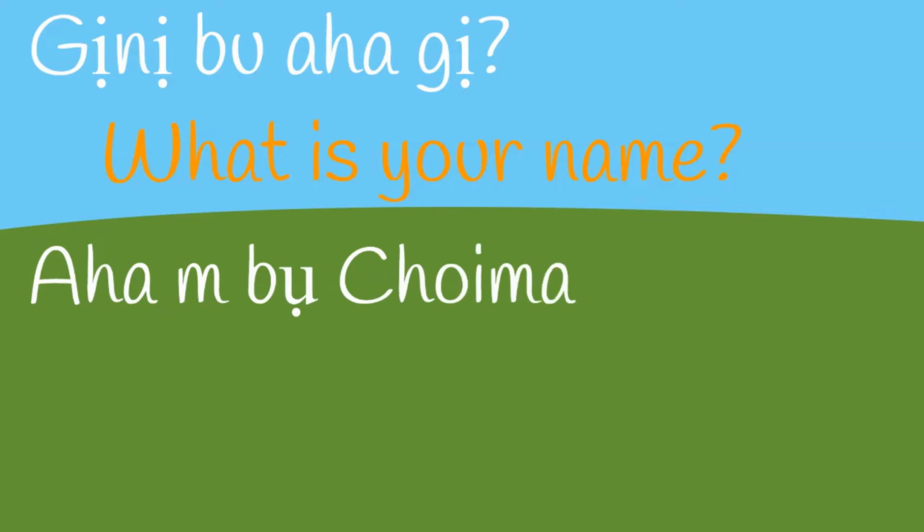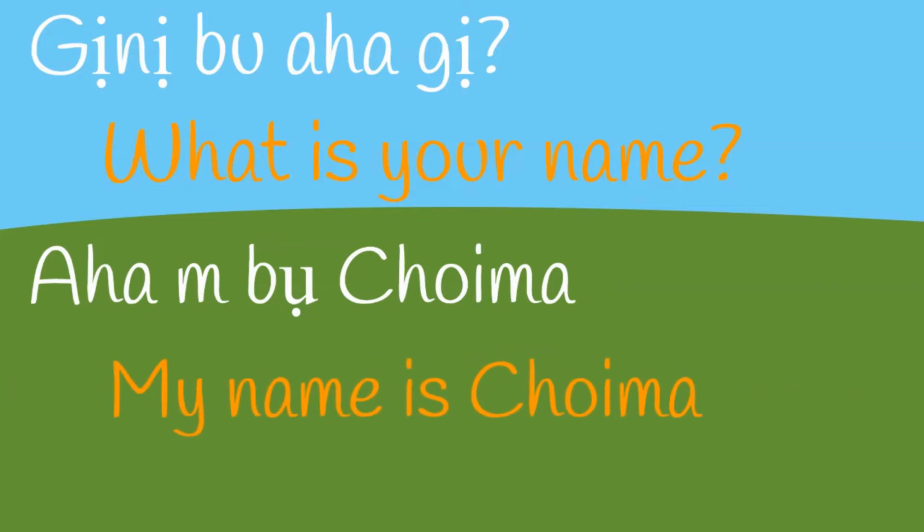So the first question here is gịnị bụ aha gị? What is your name? If you want to ask someone his or her name in Igbo language, you say gịnị bụ aha gị? What is your name? And the response is aha m bụ Chioma. My name is Chioma. Aha m bụ Ngozi. My name is Ngozi.